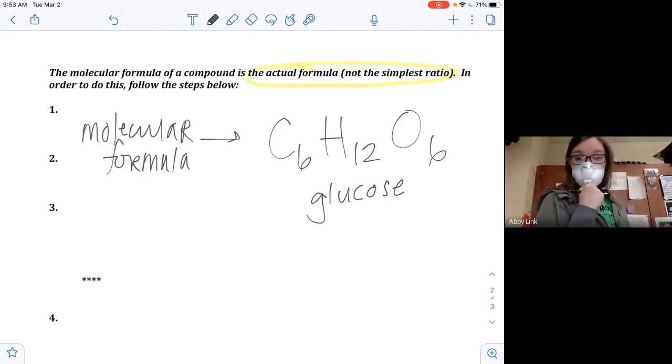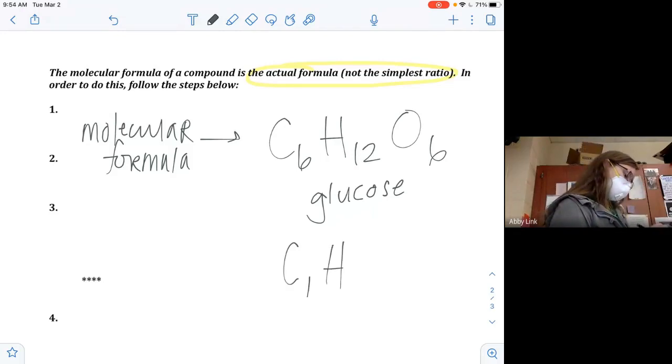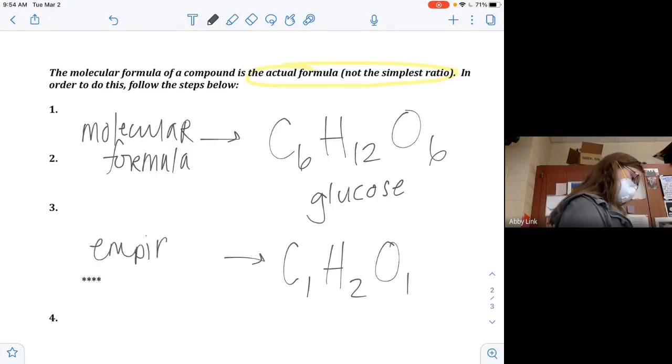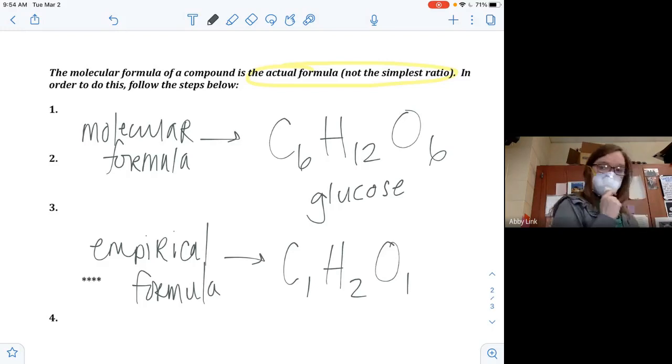All right, what you might recognize here is that it is not the simplest ratio between those atoms, right? 6, 12, and 6, I could reduce those numbers. In fact, if I chose to reduce those numbers, I would probably divide them all by 6, so I would get C1H2O1. And this would be your empirical formula. Okay? What I want you guys to see from this example is that your molecular formula is going to be a multiple of your empirical formula. There is going to be some sort of relationship between the empirical formula and the molecular formula. All right? And we're going to talk about what that relationship is as we go through our directions here.